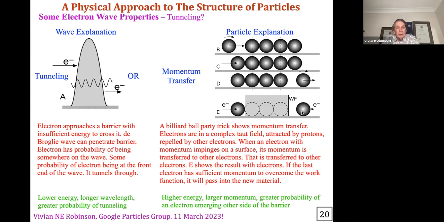Now, I just suggest that there is a way of distinguishing between the two: lower energy electrons have longer wavelength and therefore greater probability of tunneling, and higher energy electrons have larger momentum, and that would give them greater probability of an electron emerging out the other end. I don't think that's a very difficult experiment to try.